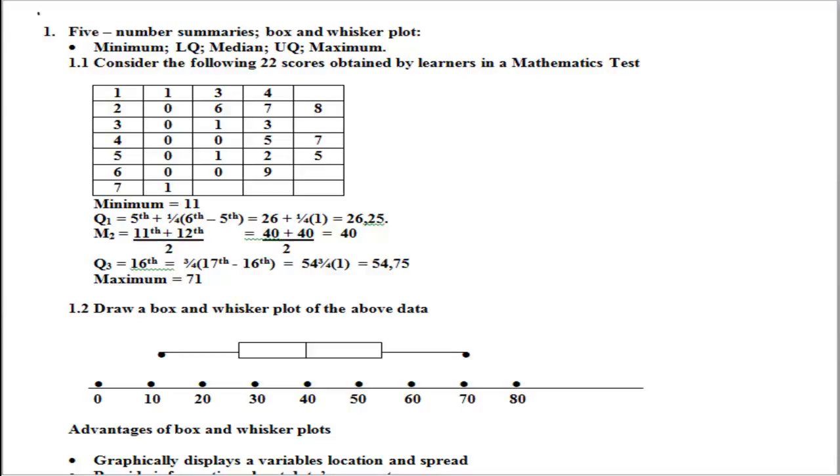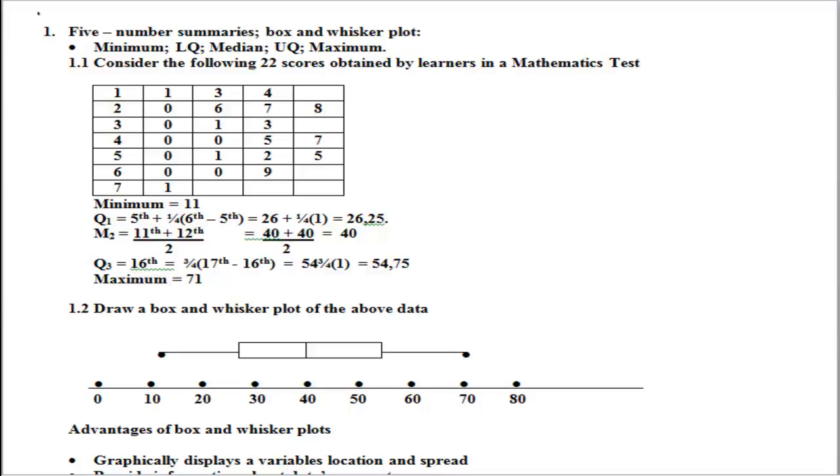Now, your first quartile, if you divide that by 4, you'll get 5, and then you've got a problem with the fraction there. So your first quartile can be done like this: the 5th score plus 1/4 of the next score, the 6th score minus the 5th. So your 5th score here is 26, plus 1/4 of the 6th score, which is 27, minus the 5th score, which is 1.